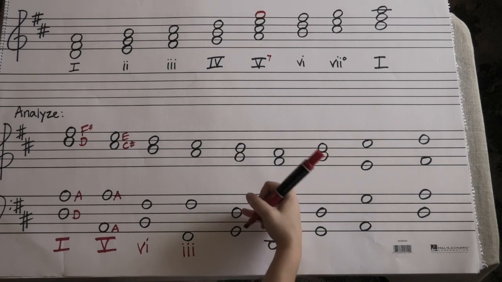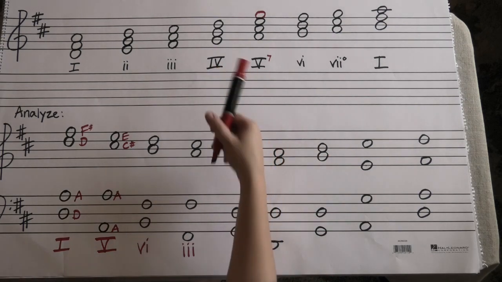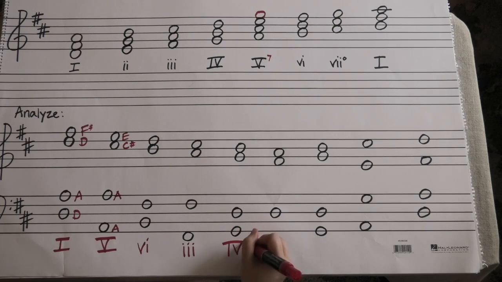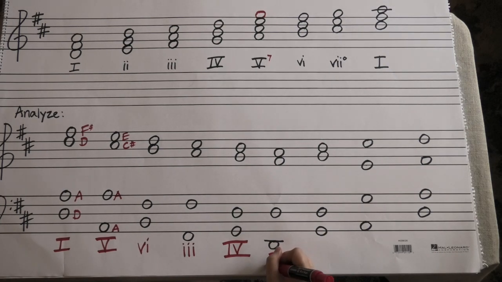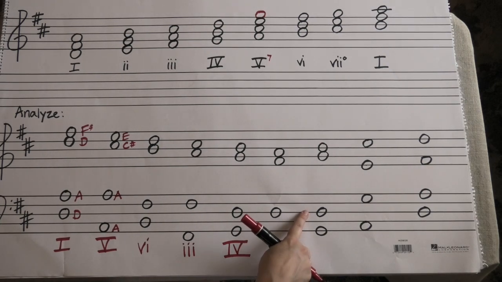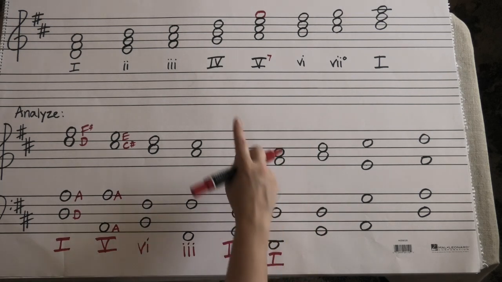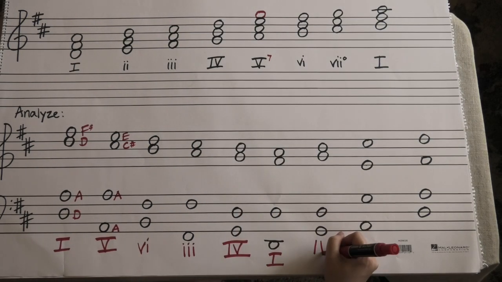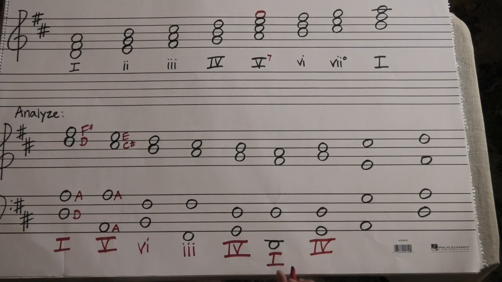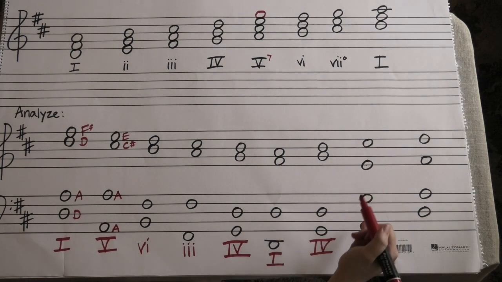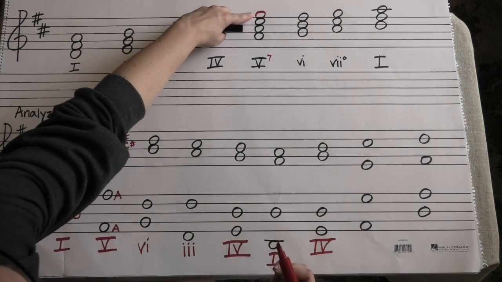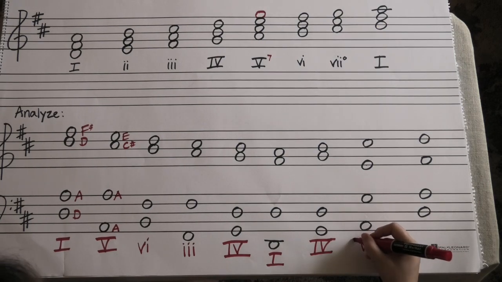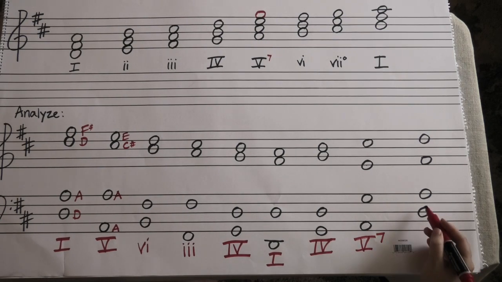We have G, D, G, B. That would be your 4 chord. D, D, F sharp, A, back to 1. G, D, G, B. It's going to be back to your 4 chord. A, E, or A, E, C sharp, G. Check it out. We actually have all 4 notes for a 5/7 chord. And then we get back to 1.